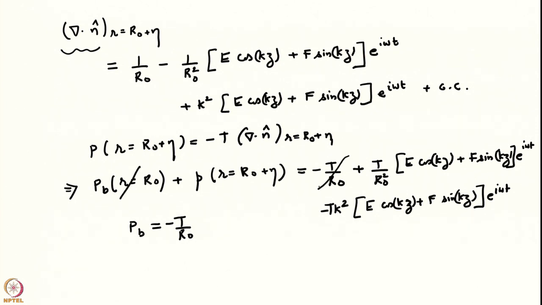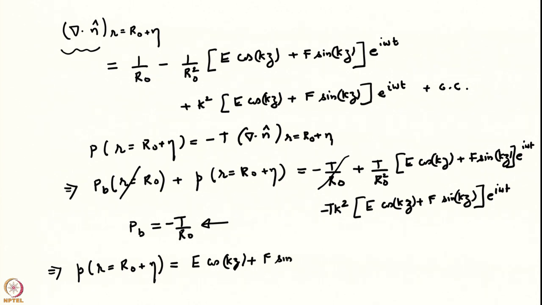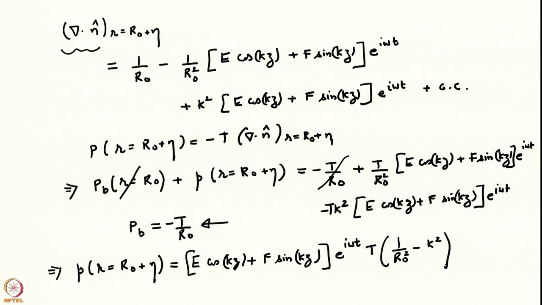So this quantity and this quantity get cancelled out, and like before we just recover an expression for the perturbation pressure. So P at r equal to r0 plus eta is (E cos kz plus F sin kz) e to the power i omega t times T into (1 by r0 square minus k square). Very similar expressions, with an overall difference of minus sign, because now in the pressure boundary condition there is a minus sign compared to what was there earlier. That is the only difference.